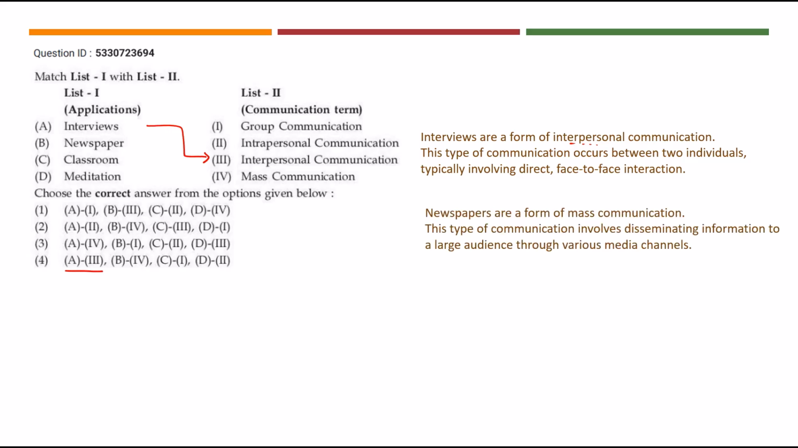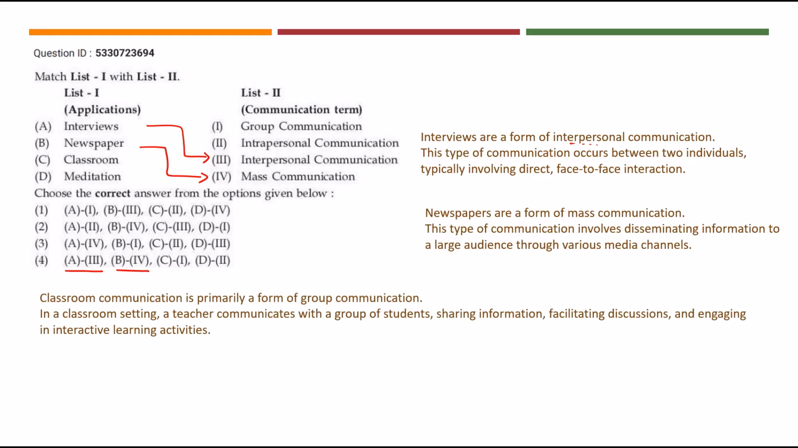What about newspaper? Newspapers are a form of mass communication. This type of communication involves disseminating information. It means spreading information to a large audience through various media channels. B can be mapped to 4. What about classroom? Classroom communication is primarily a form of group communication. In a classroom setting, a teacher communicates with a group of students, sharing information, facilitating discussions and engaging in interactive learning activities. So C will be mapping to 1.